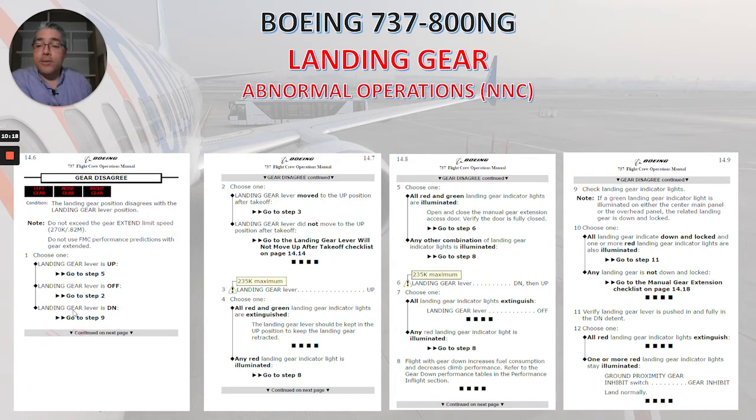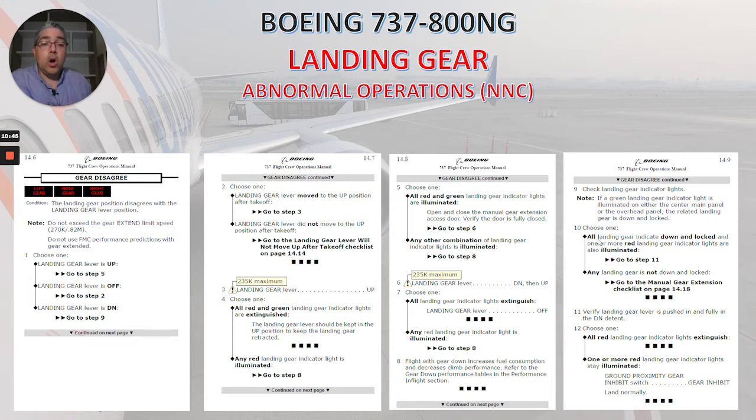Okay, the last option we have here says landing gear lever is down. We have to go to step 9, which says check landing gear indicator lights. Note, if a green landing gear indicator light is illuminated on either the center main panel or the overhead panel, the related landing gear is down and locked.